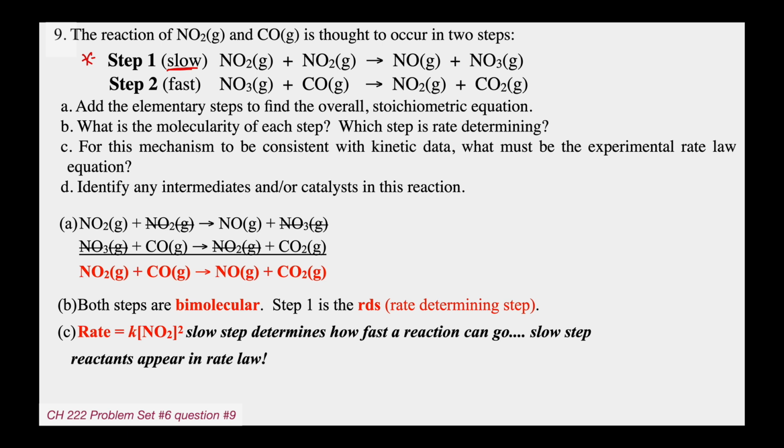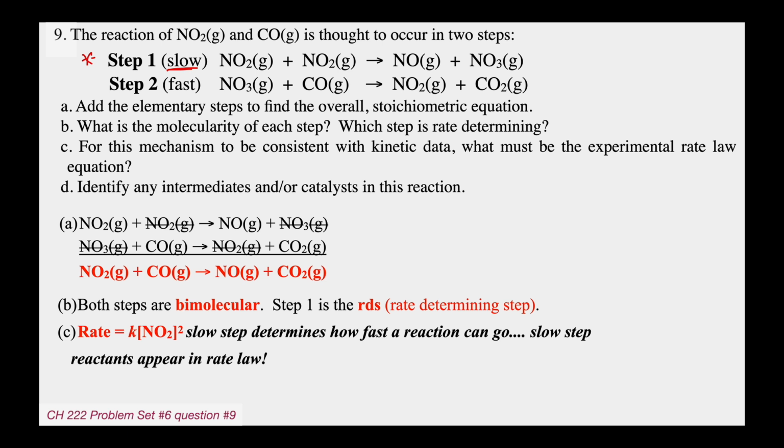Now, also, CO doesn't appear in the slow step. It's part of a fast step. So if this is a good mechanism, then when we go to the lab and we vary concentrations, we should find that NO2 is a second order reactant, and we should also find that CO is a zero order reactant. CO would have no effect on the speed of this reaction, and that's a pretty tall order.